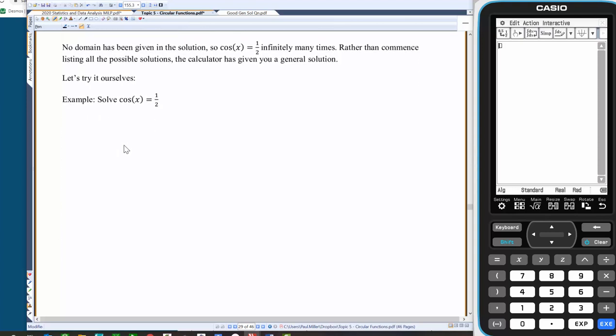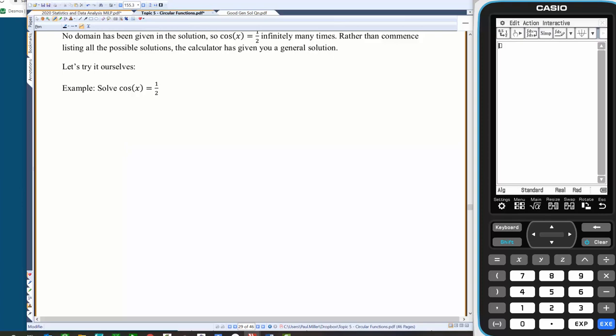And let's try to produce one on our own. So we're going to try and solve cosine x equals a half. What I do is just proceed with the solve as normal, as if it was a restricted domain. So the first thing I'll do is generate my base angle, which will be pi on 3. Then go to my unit circle. There's pi on 3, which will be a half.